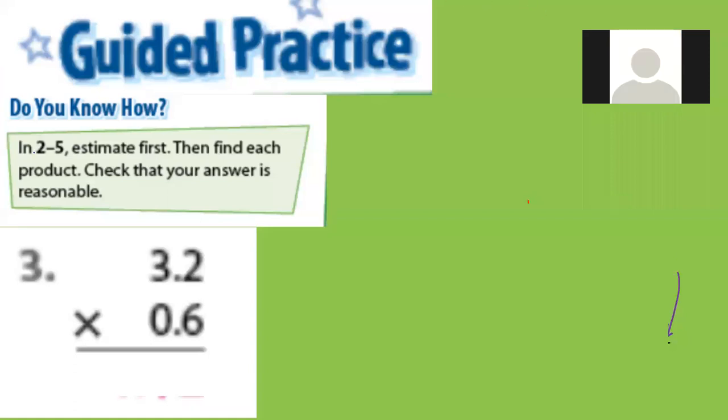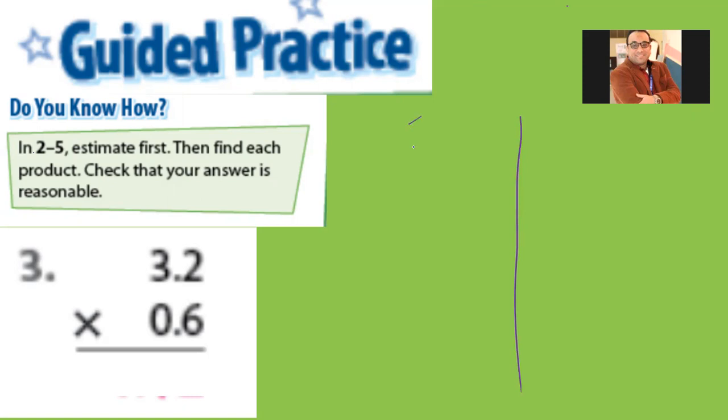Read first. Estimate, then find each product. Check that your answer is reasonable. Reasonable means right. Mr. Walid said we divide the answer sheet into sections: a section for estimation and the other for finding.